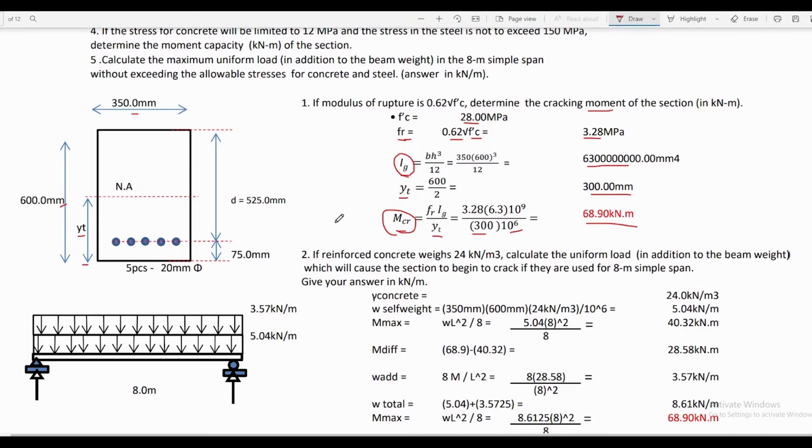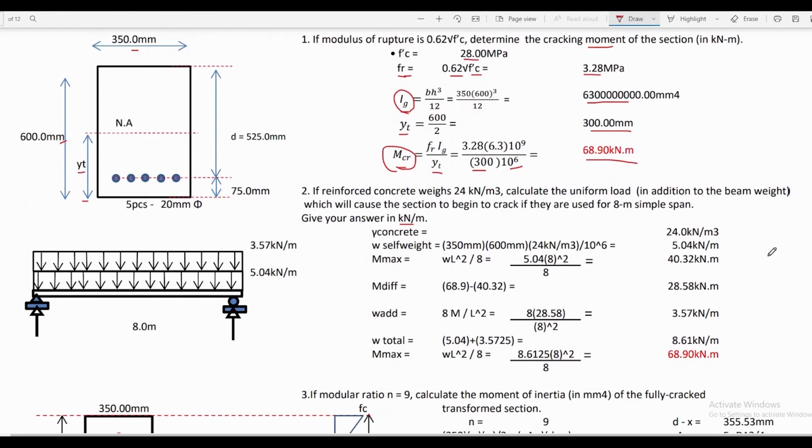We will now proceed to solving problem 2. If reinforced concrete weighs 24 kilonewton per cubic meter, calculate the uniform load in addition to the beam weight, which will cause the section to begin to crack if it is used for an 8 meter simple span. So the problem is asking us to give our answer in kilonewton per meter.